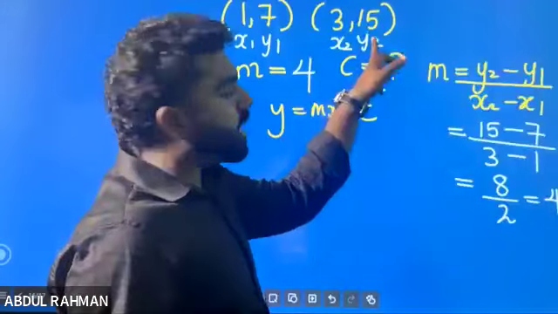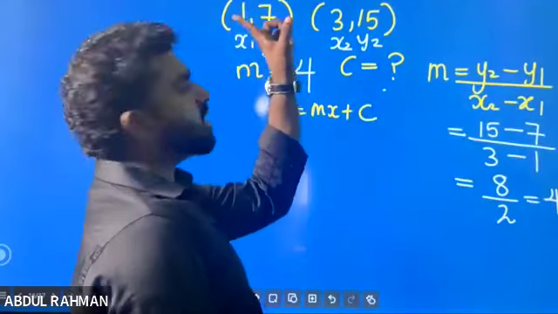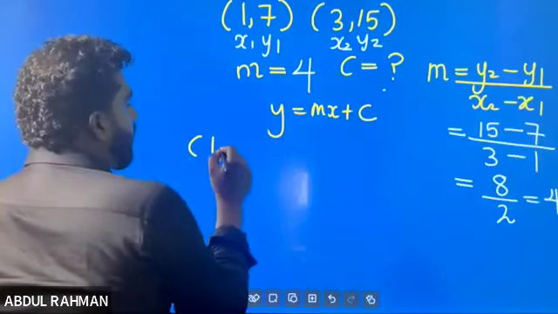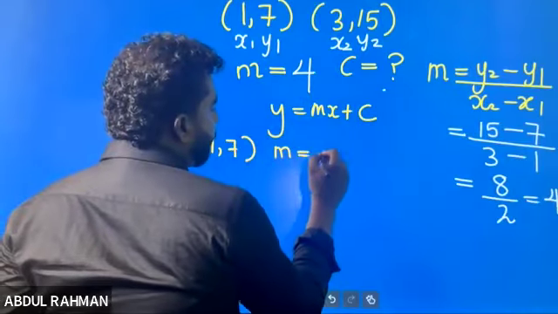As per your wish, you can take this, or as per your wish, you can take this. I'm taking this because this has a little bit smaller values. I took the value as (1, 7) as one coordinate. I know the value of m. m is equal to 4.